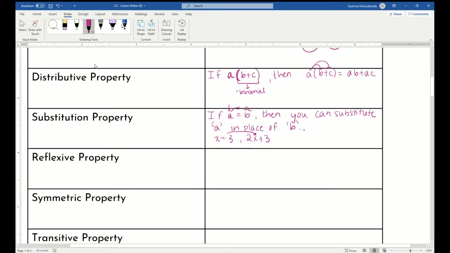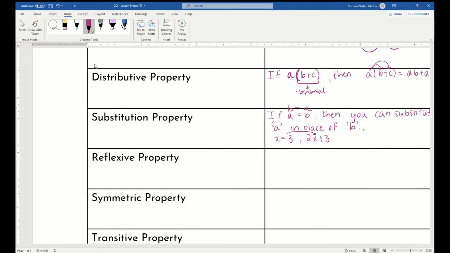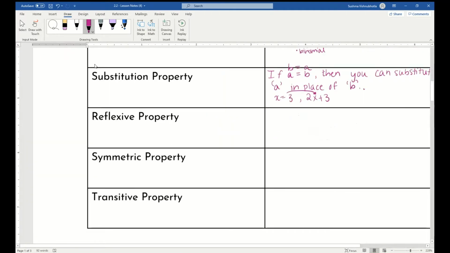So it's usually when you're given two quantities that are equal, and then you're replacing one of them in a separate equation. So that's the substitution property. I keep saying that because it's very similar to the transitive property, but it's not the same thing.